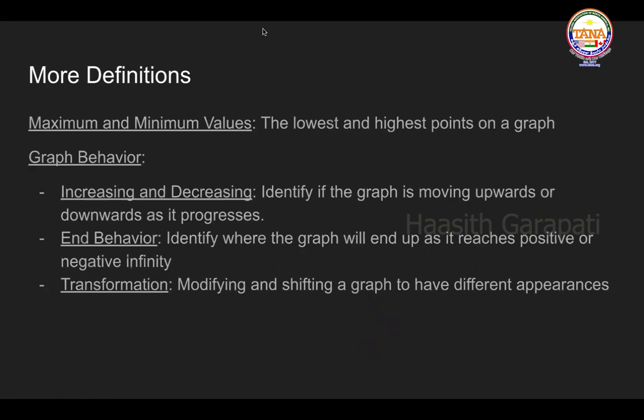Okay, some more definitions you'll see on the ACT. Maximum and minimum values, these are simply the highest and lowest points on a graph. If you have a parabola, that's the max. If you have a negative parabola, that's the minimum. Okay, and the next important thing is graph behavior. So when a question says the graph is increasing or decreasing, this is talking about whether or not the graph is moving upwards or downwards as it's progressing.